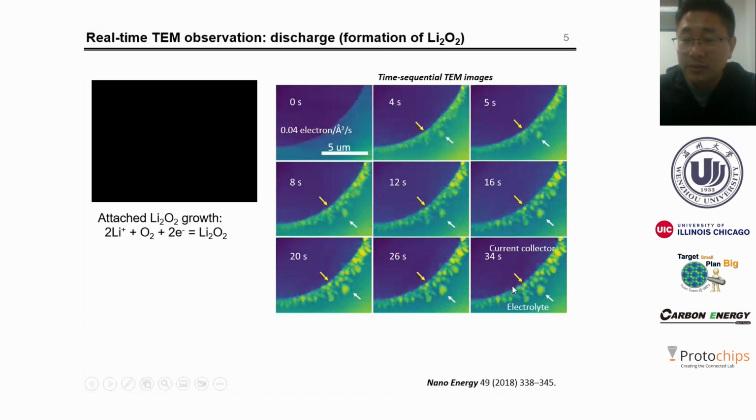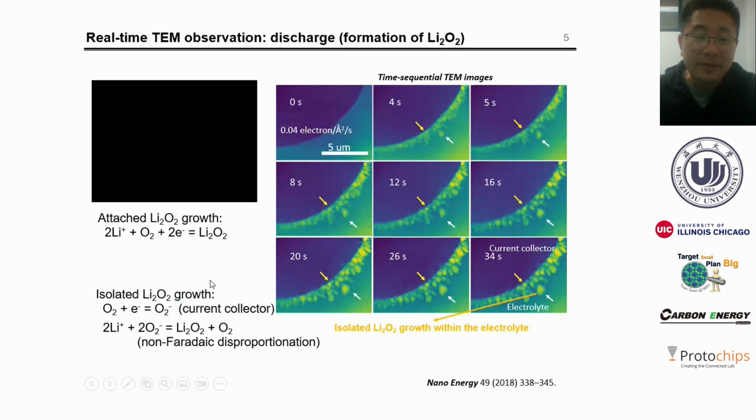However, we do observe a second, very interesting growth mode, for the particle isolated in the electrolyte, as indicated by the white arrow. This particle grows without an electron supply from the current collector because it is isolated within the electrolyte. So in this case, we came up with a theory to explain this.